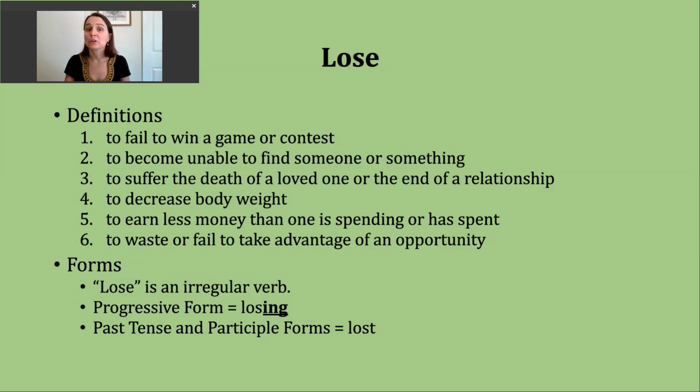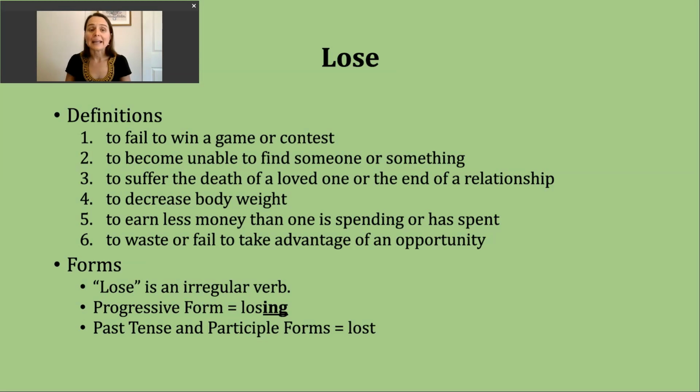A third way you might hear lose used is to mean to suffer the death of a loved one or the end of a relationship. So you might hear people say they have lost their mother, their father, etc. And most commonly, it's used to talk about the death of a loved one.